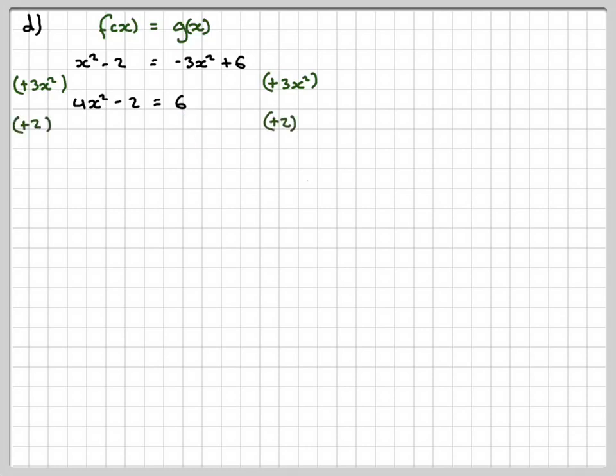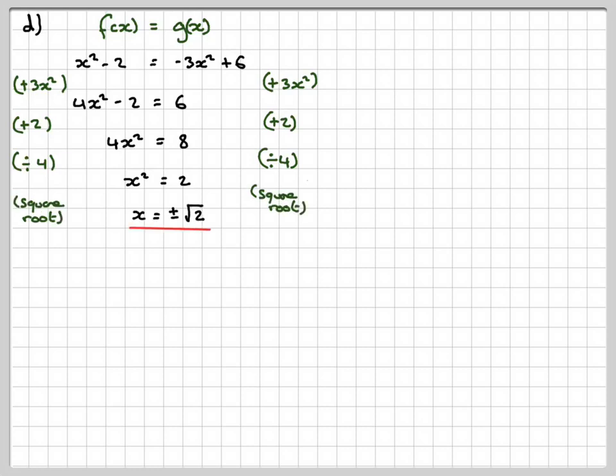Then we add 2 to both sides, so we get 4x squared is equal to 8. Dividing by 4 on both sides, x squared is equal to 2. The opposite of squaring is to take the square root, so we end up with x equal to plus or minus the square root of 2.